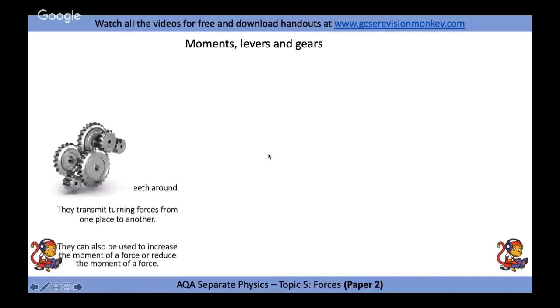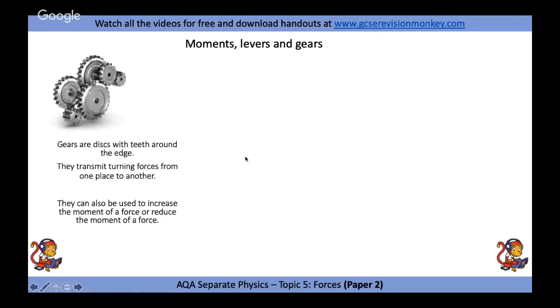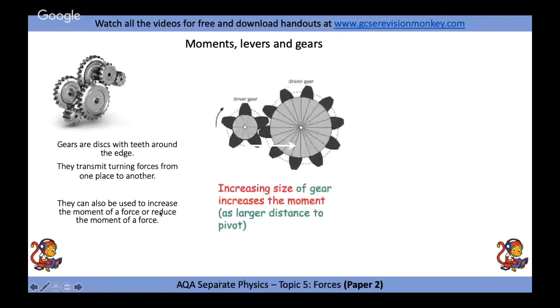Okay, so gears now. Gears is a really small topic, but well worth knowing how they increase force. Gears are just discs with teeth around the edge, and they transmit a turning force from one place to the other. You've got them on a bicycle. They can also be used to increase the moment of a force or reduce the moment of a force.